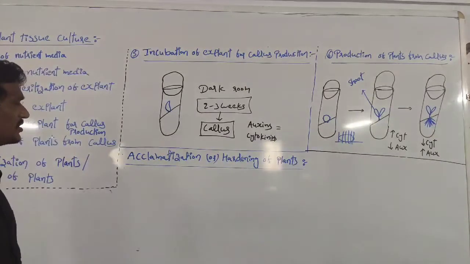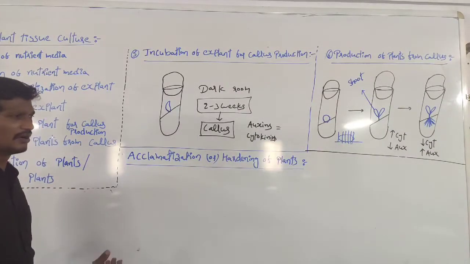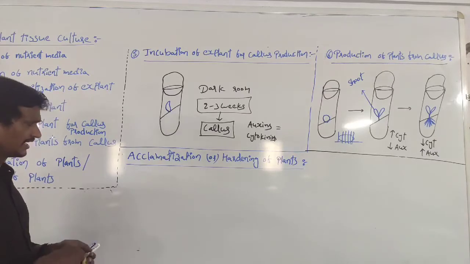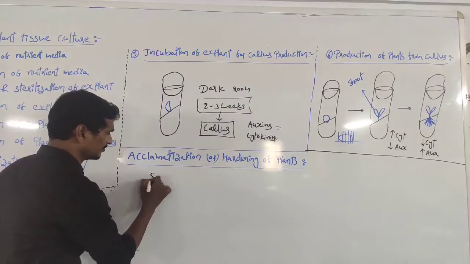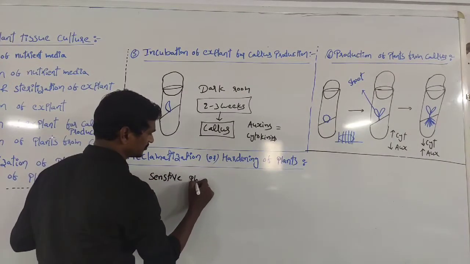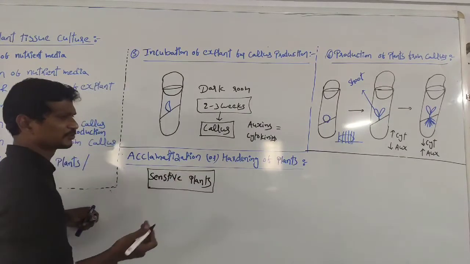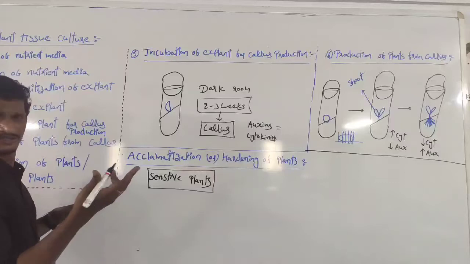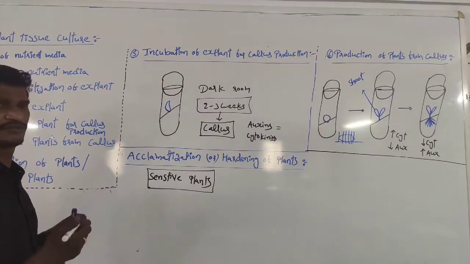After the production process, the next step is the acclimatization or hardening of plants. Acclimatization or hardening is needed because these plants are very sensitive. If they are directly exposed to normal environmental conditions, the plants will die. All the plants will die.